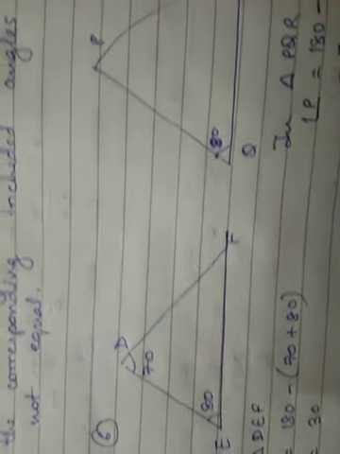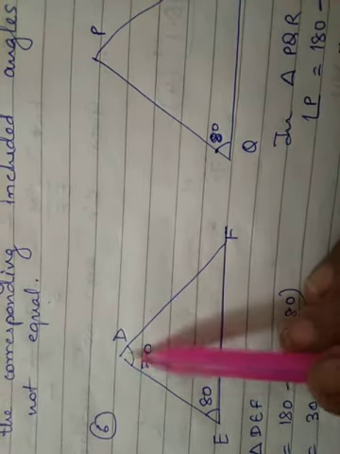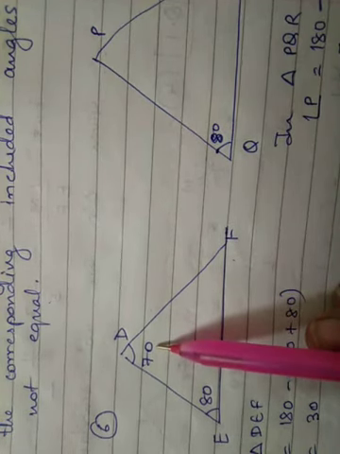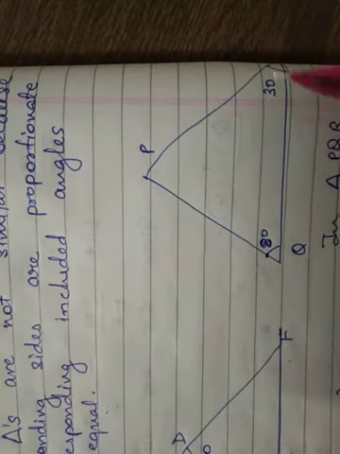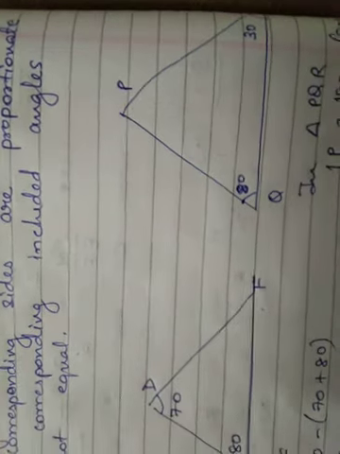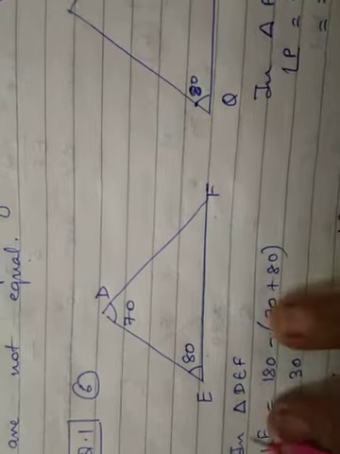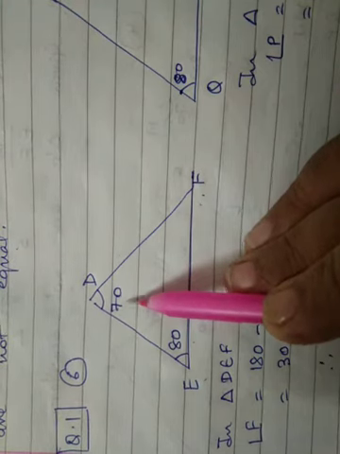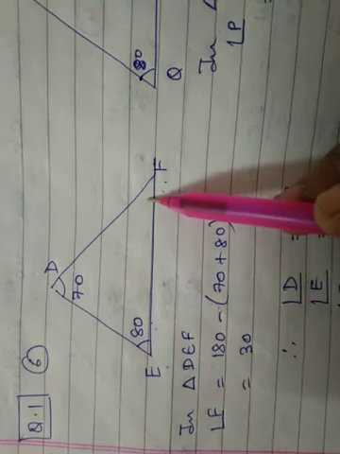Then we go to the next question, that is question number 6. I have a triangle DEF, and inside DEF I have two angles over here, 70 and 80, and here also I have another two angles given, one is 80 and one is 30. Now how should they have asked whether the two triangles are similar or not? So what I first do is, in this triangle DEF one angle is 70, another is 80, so suppose I have to find out the third angle F.